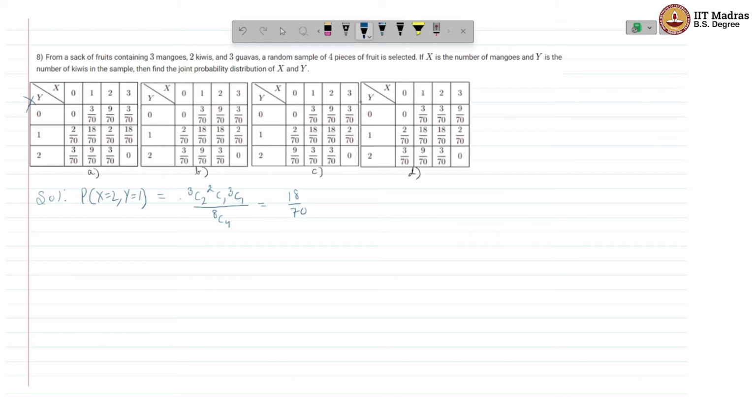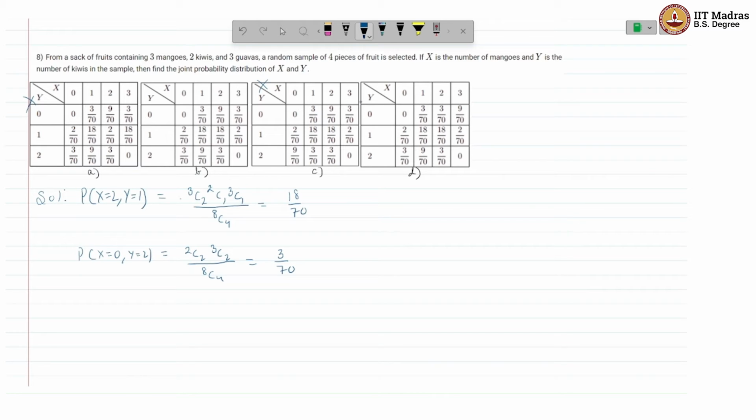Now we have to calculate the probability of an xy pair for which table B and table C have different values. One such pair is x is equal to 0, y is equal to 2. So the probability that x is equal to 0, y is equal to 2 is equal to 2C2 into 3C2 divided by 8C4. And this is equal to 3 by 70. As a different value is given in table C, we will eliminate table C.